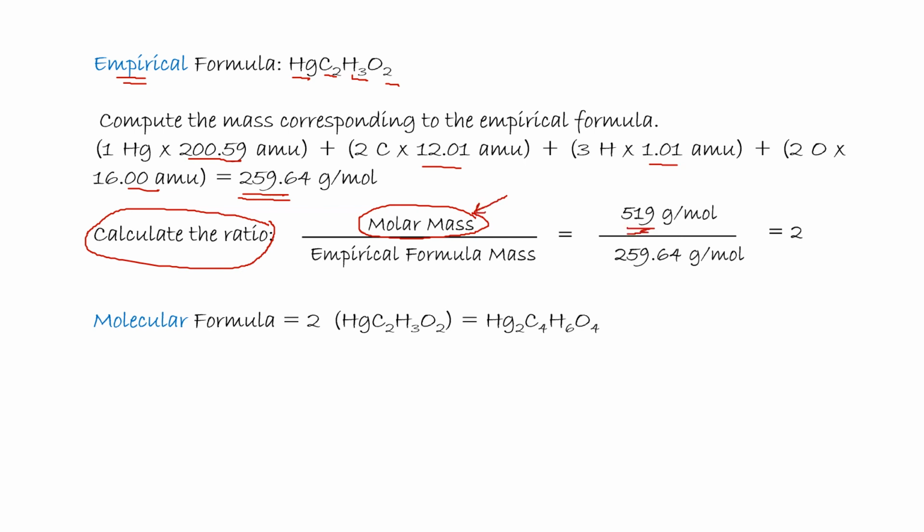519, divided by the mass of the empirical formula, gives you the ratio 2. So all we have to do is just multiply that by 2, and that will give you the molecular formula Hg2C4H6O4. See you next lecture.